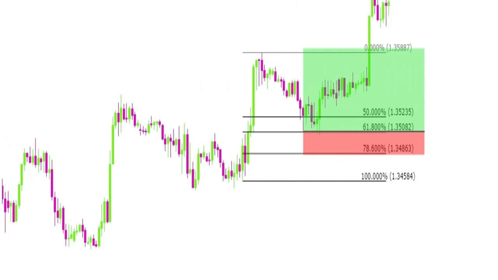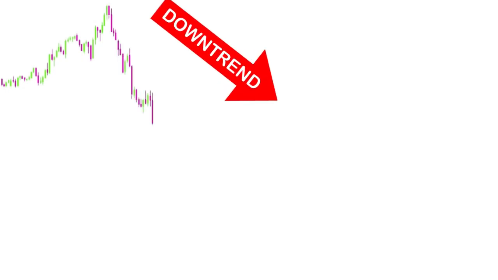Let us see one more example of Fibonacci retracement in the bearish scenario. Here we have the Euro-USD chart on the 1 hour time frame. We can see here that the market is in a downtrend as it is forming an impulsive move to the downside and then making a pullback to the upside.